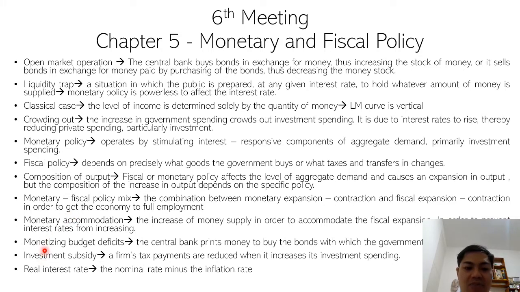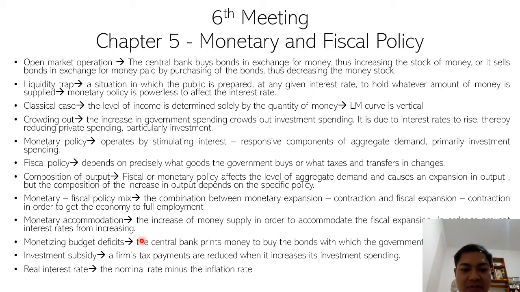The next one is monetizing the budget deficit. Here the central bank prints money to buy the bonds with which the government finances its deficit. So the government tries to purchase bonds by printing money. This is called monetizing the budget deficit.